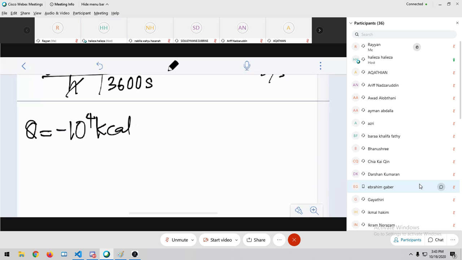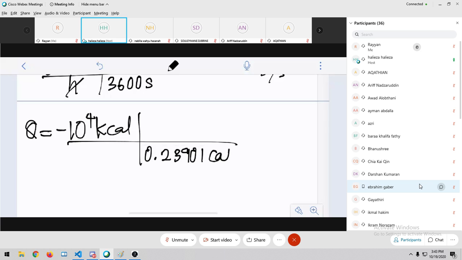Kilocalorie. Give me the conversion factor, please. Anybody? Do I have to look up my conversion factor myself? 0.239. Okay, 0.23901 calorie per second. Okay, this is per second, which is equal to 1 watt.